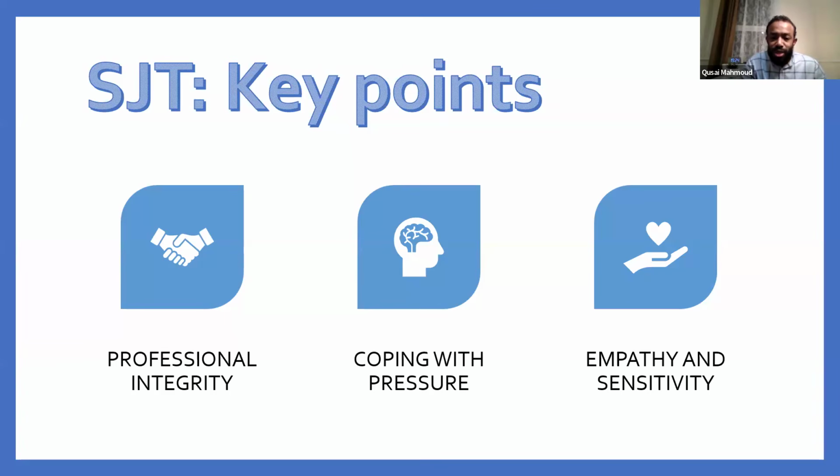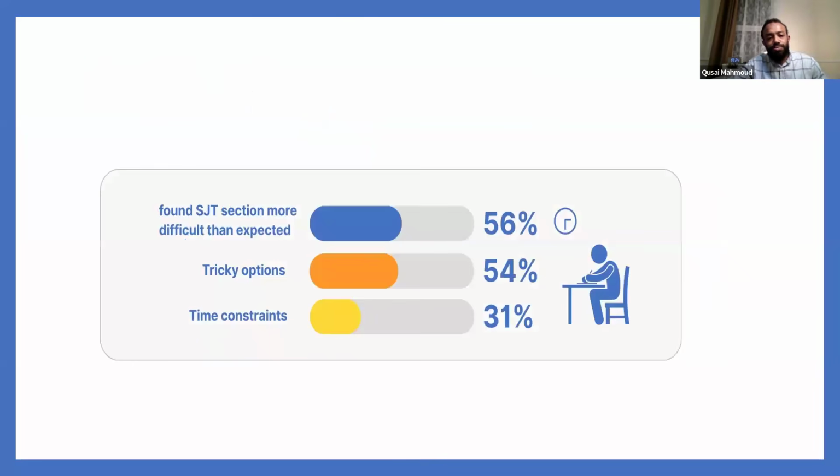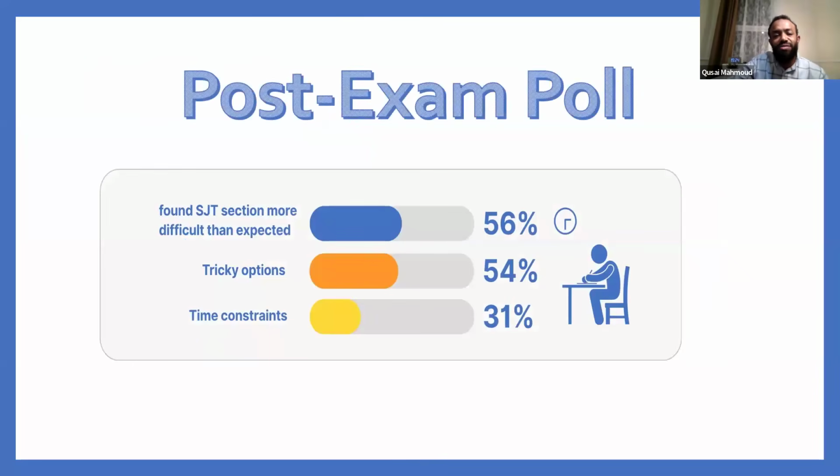And they are examining you on coping with pressure. And this is nothing to do with the NHS and GMC. That's something you will be exposed to everywhere. And empathy and sensitivity. So the 50 questions of the SJT are of 2 types, either MCQs or ranking. They will be around these three concepts. Okay, so we have conducted a post example for more than 100 doctors.